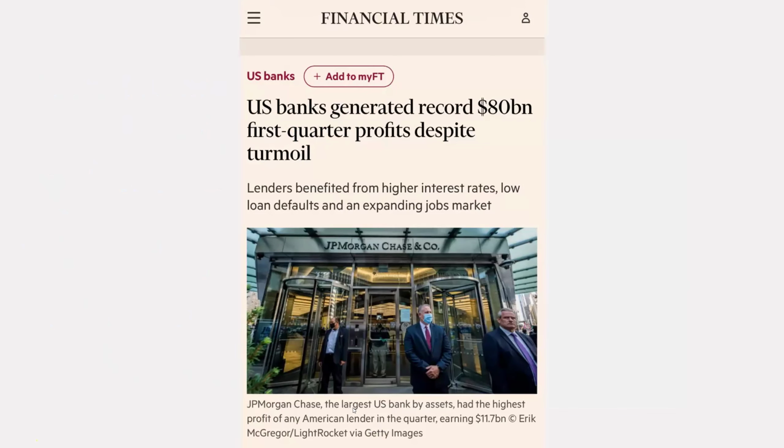JP Morgan made $11 billion in the first quarter. Banks made $80 billion in the first quarter, even with all the problems in the nation and on the news, and they're still making record profits.